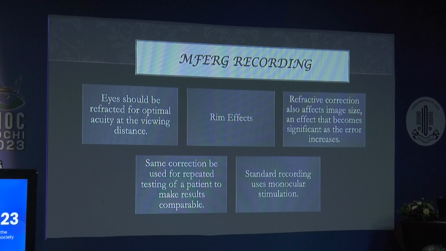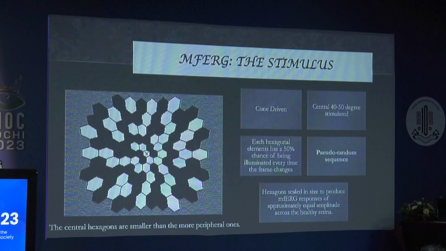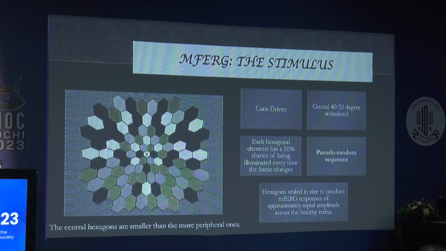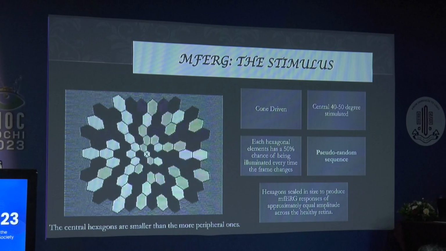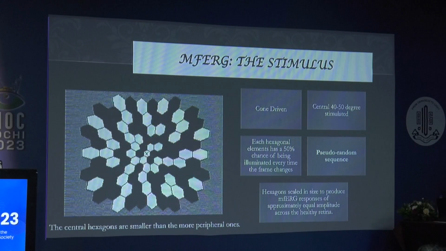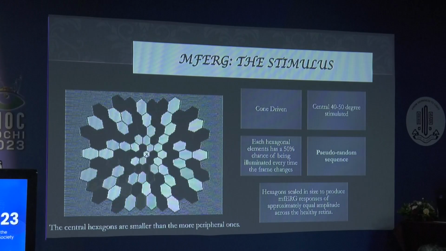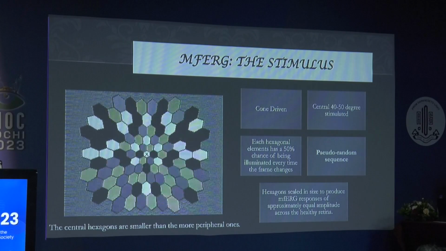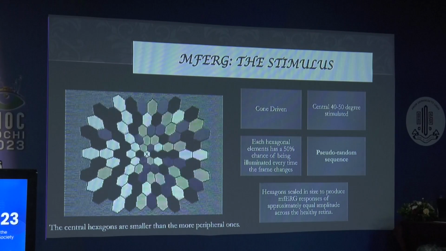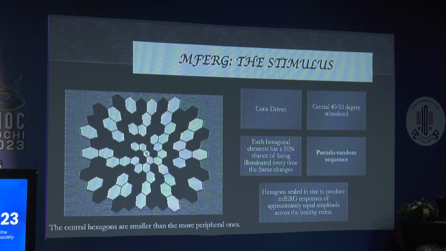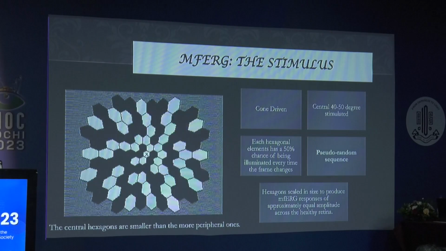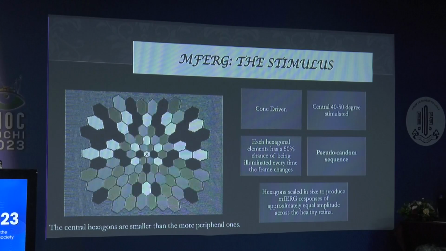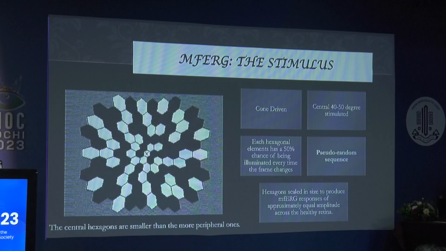Because fixation is important, you have to have refraction in place, and if you put refraction, you have to make sure that you don't have the rim effects. So this is the typical stimulus. It is cone driven, done in light adapted state, covers only the central 40 to 50 degrees of the retina, and each hexagon has a 50% chance of being on and off at one particular period of time. That is why it is called pseudo random, because it is not really random. It is a proper algorithm which is followed.